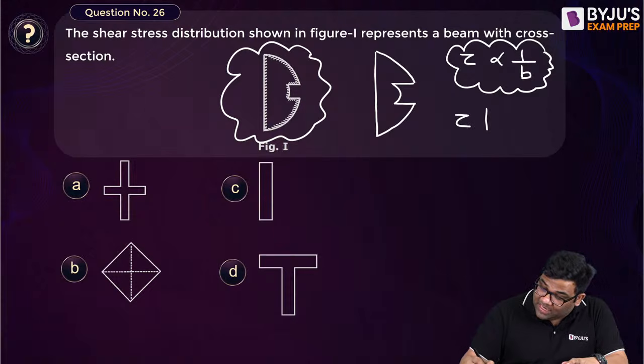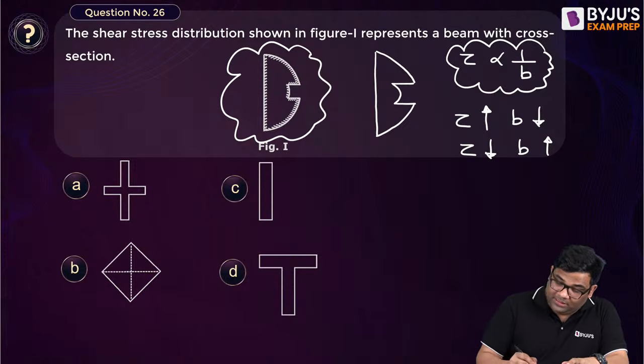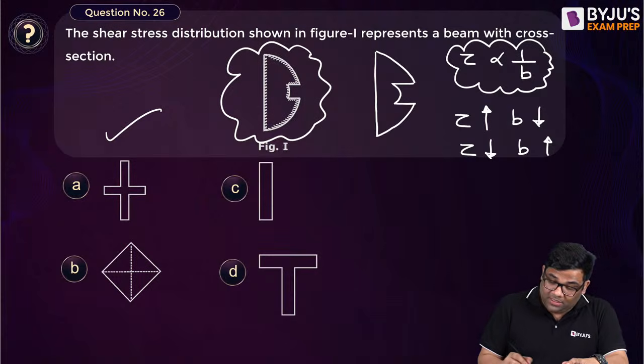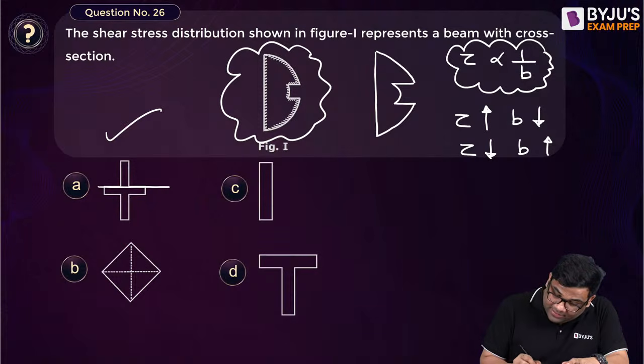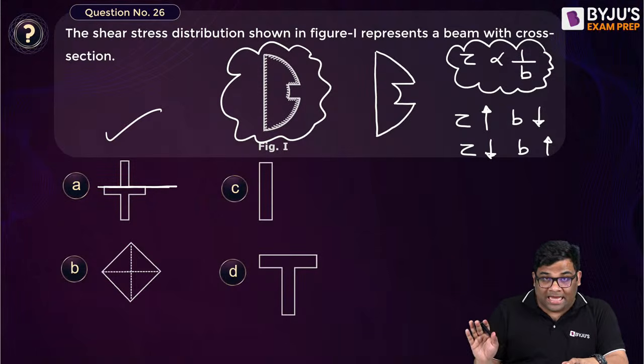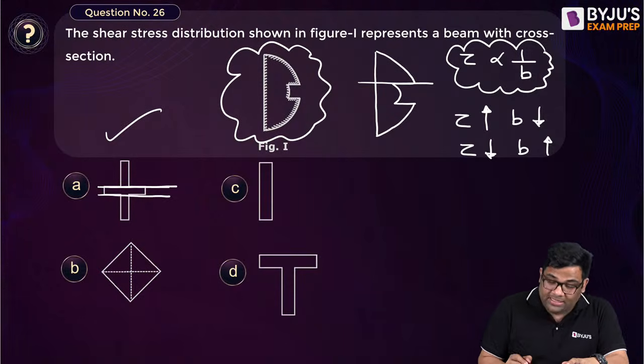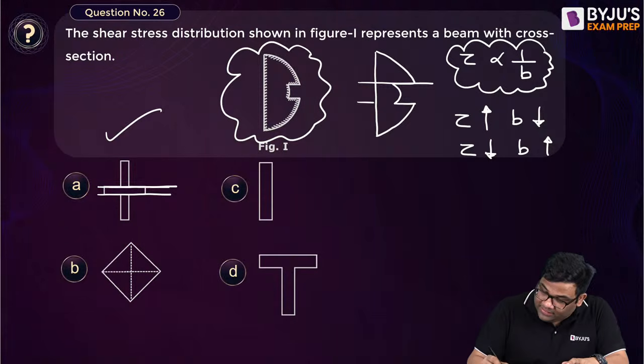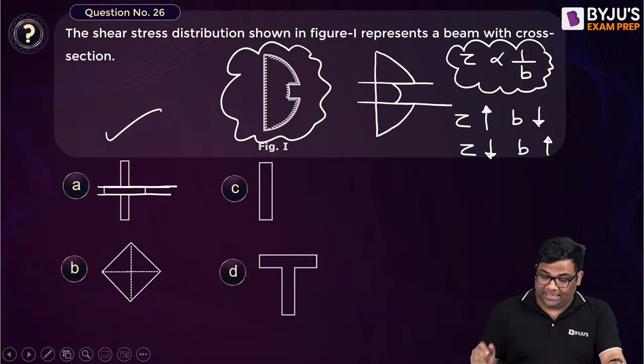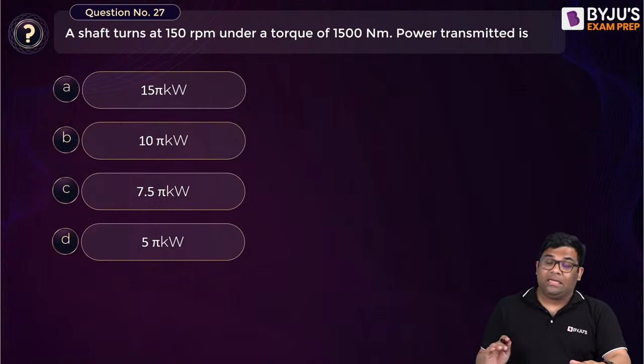So if the shear stress has increased, that means what? Width has decreased. If the shear stress has decreased, that means what? Width has increased. You see, this is the right answer. A is the right answer. Why? Because at this junction, the width has increased, and therefore the shear stress dropped here. And here the width decreased, and therefore there is an increase in the shear stress. So the answer is A. Next question, question number 27 from torsion.